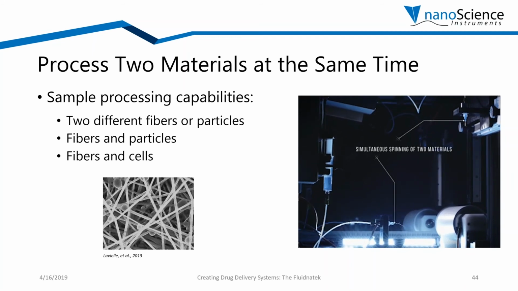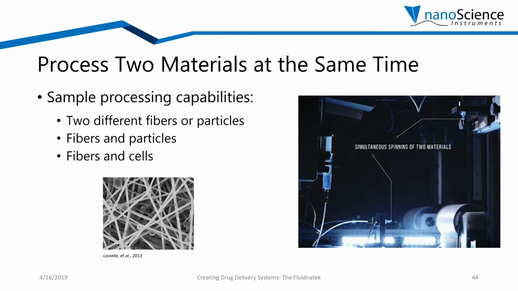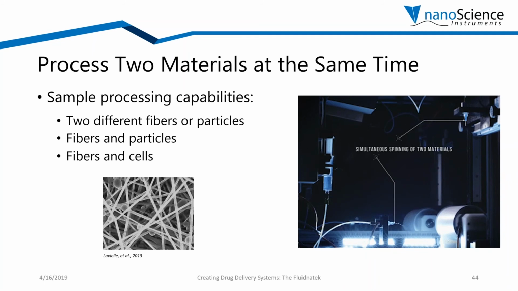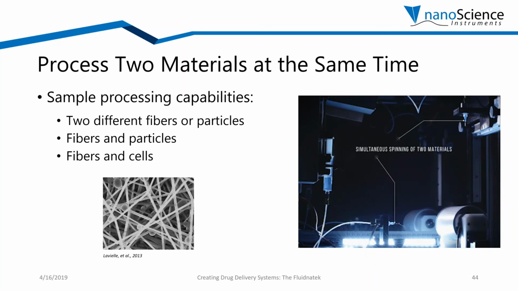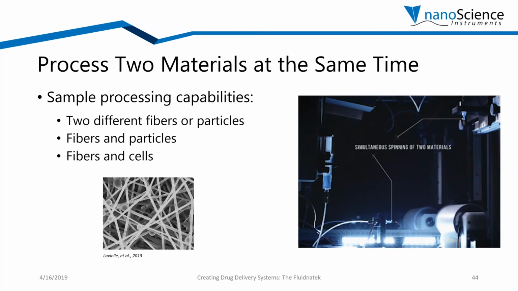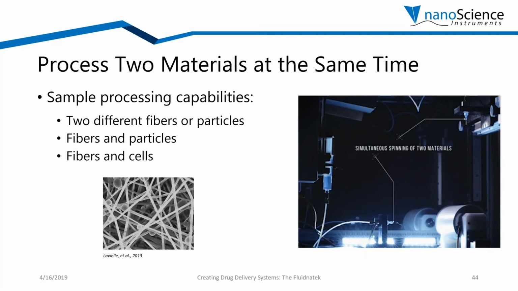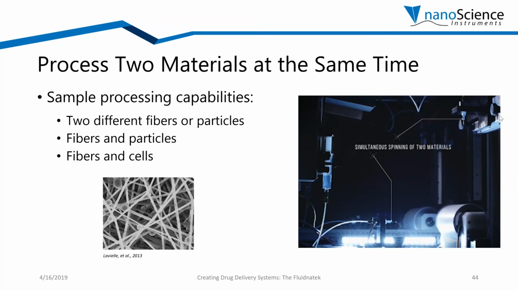This means that we can create either two different fibers or two different particles simultaneously, fibers and particles at the same time, or fibers and cells. And when I say cells, it's because the electrospinning and electrospraying technique usually doesn't implement really high currents, so the cells are going to be able to survive that whole process.